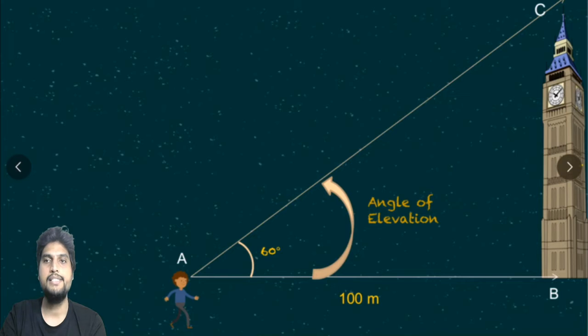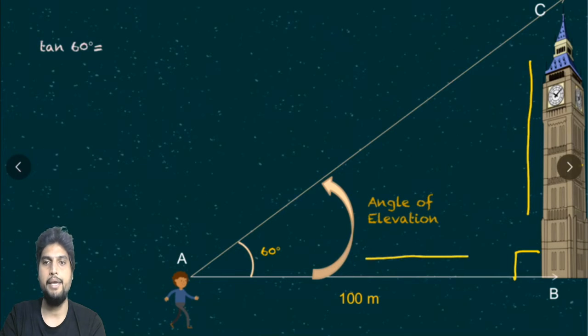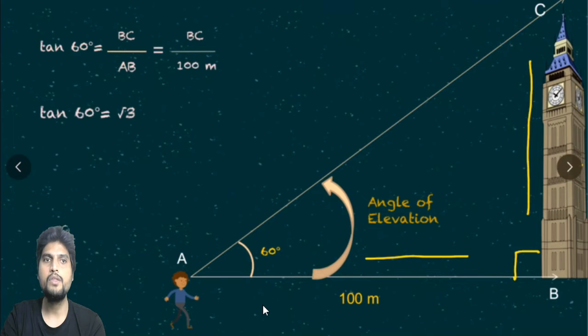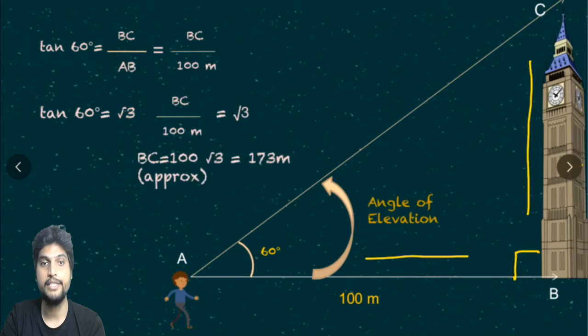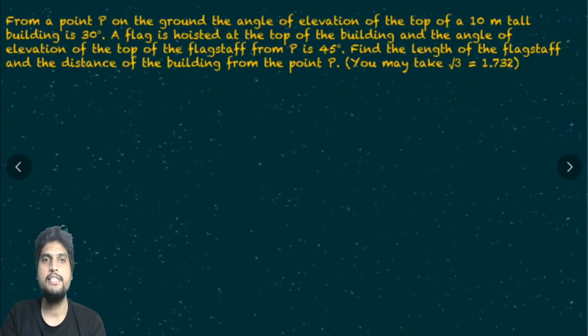Let's make this triangle ABC, which is right angled at B. So we have a right triangle ABC. Tan 60 in this triangle will be height upon base, that is BC upon AB. We know AB is 100 meters, so it becomes BC upon 100 meters. The tan 60 value we know is root 3. So BC upon 100 meters equals root 3, which gives us BC equal to 100 root 3. Root 3 is 1.73, so the answer is okay.